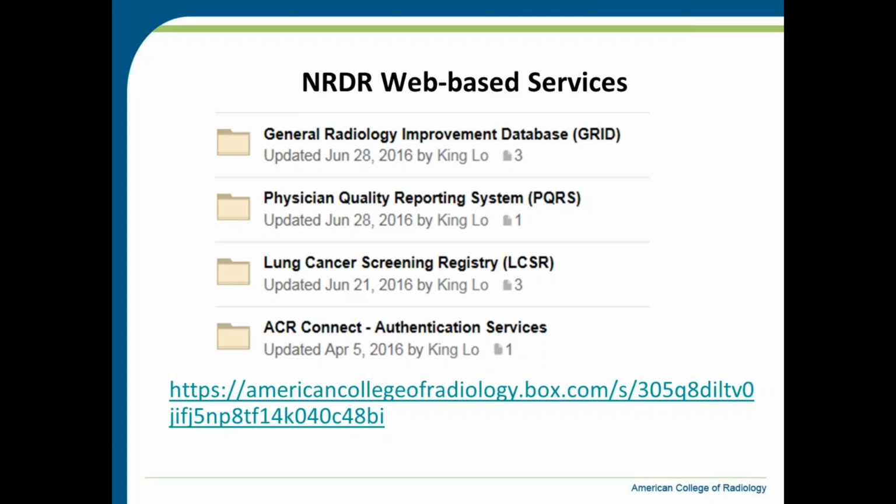And then, like I said, we have 4 different data mechanisms of how we collect data, and it's dependent on which registry you're signed up for, so just keep that in mind.